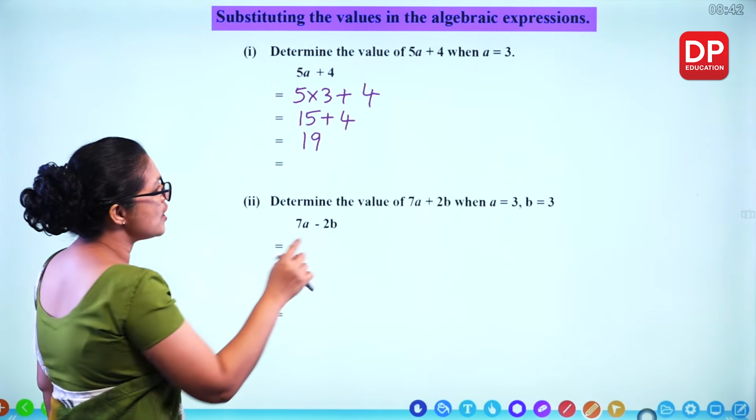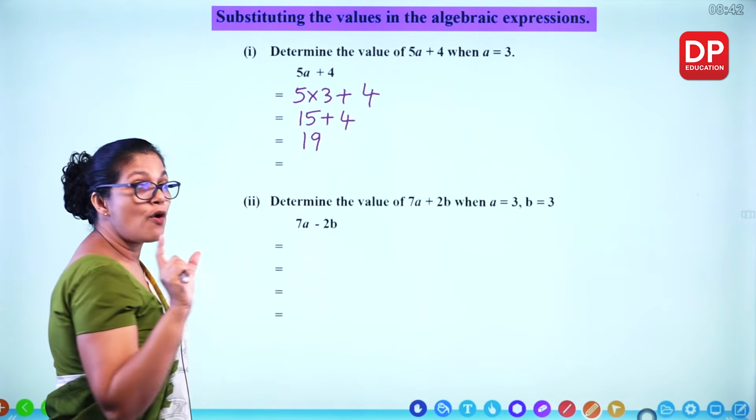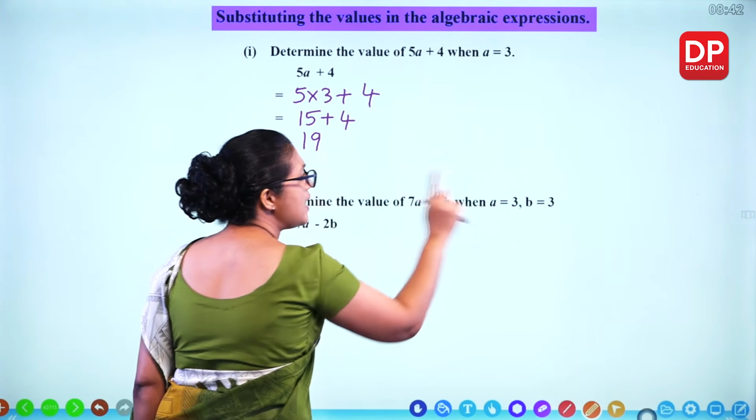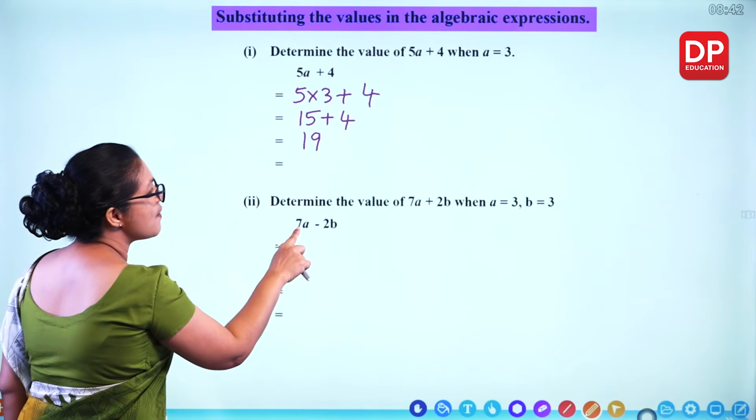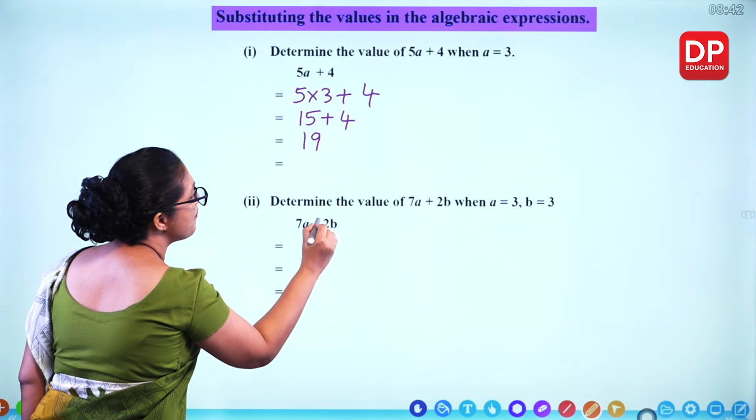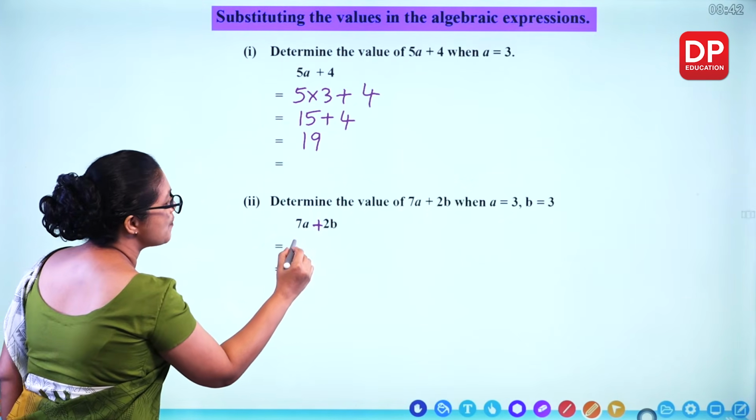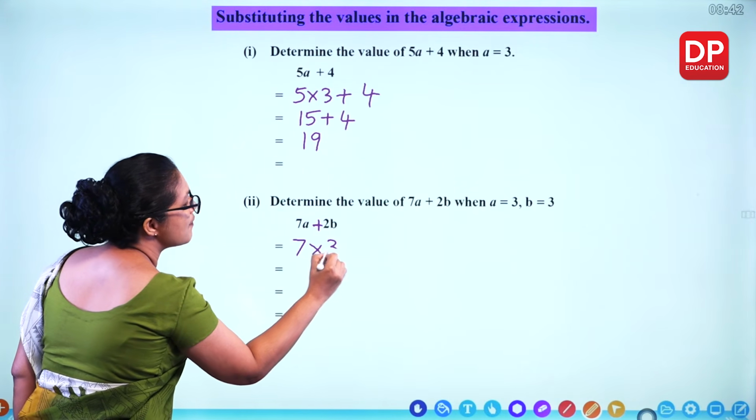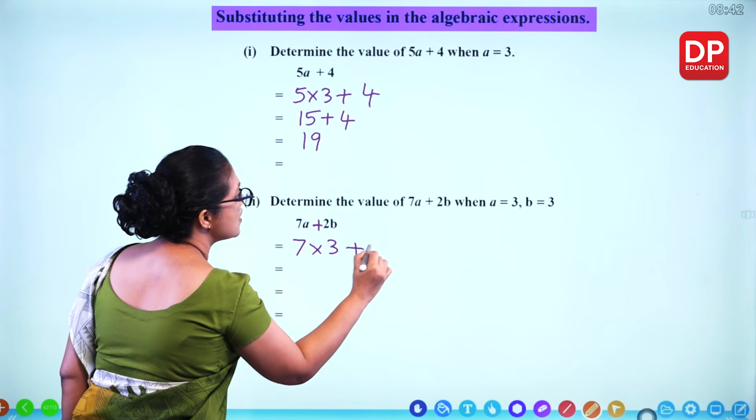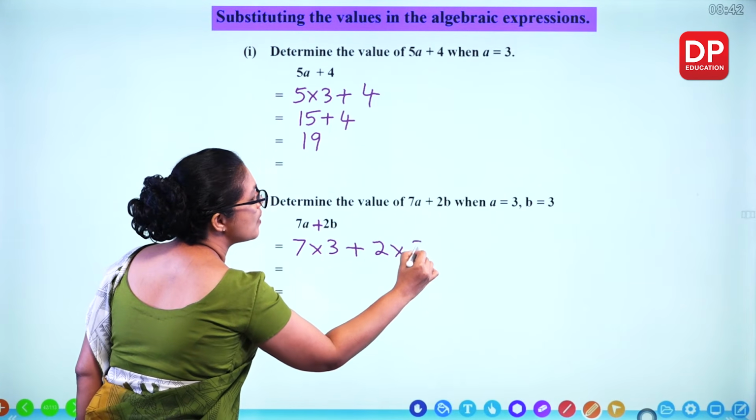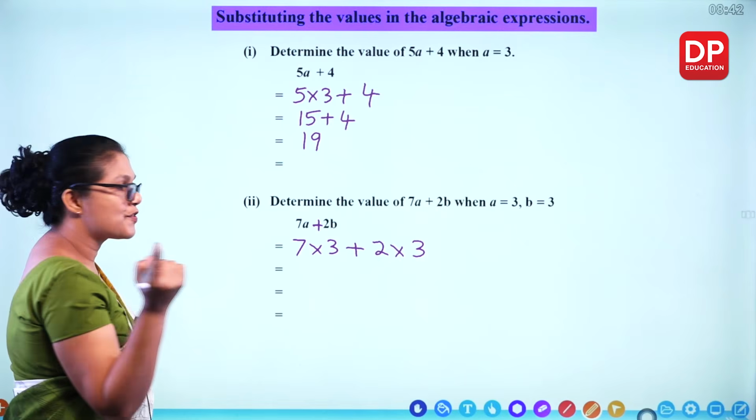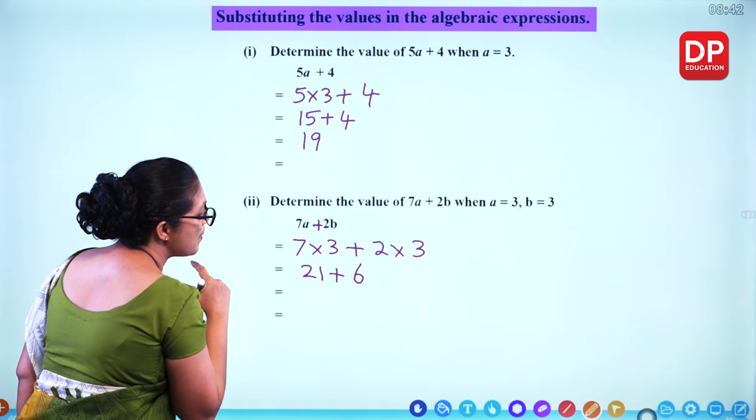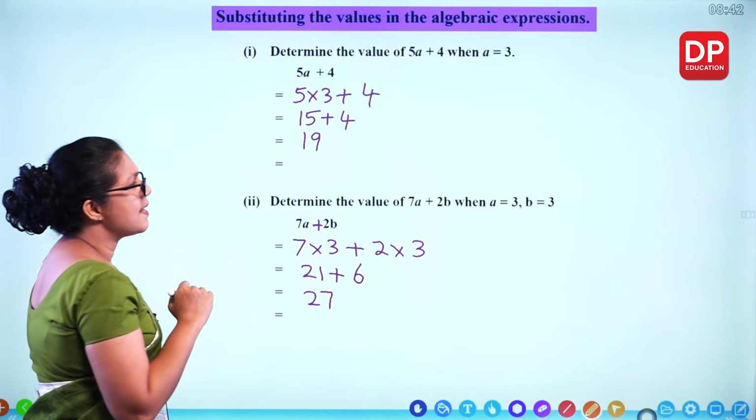Look at this expression. 7a plus 2b. Now you get two letters. So substitute these two values. A equals 3 and b equals 3. So 7a plus 2b is the expression. So we'll substitute 7 times a is 3. 7 times 3 plus 2 times b equals 3. So 7 times 3, 21. 2 times 3, 6. 21 plus 6, 27.